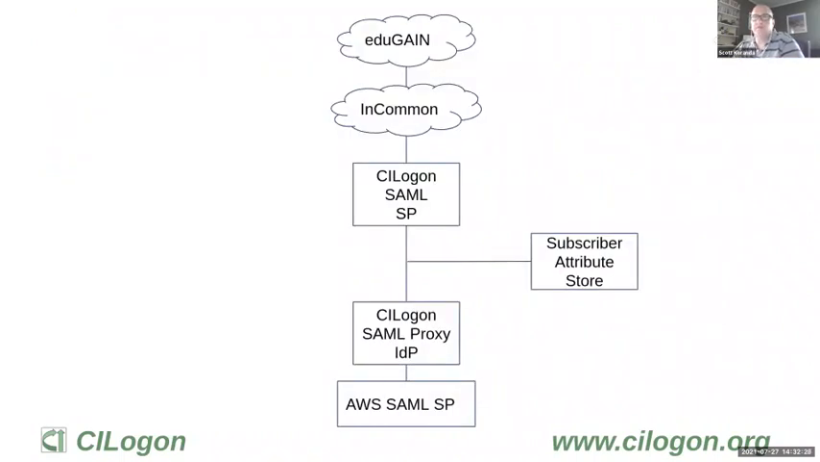And the way we do that is pretty straightforward, using the CILogon proxy capabilities. In this particular context, this cartoon shows you the example of AWS as a SAML service provider. And so we're using the CILogon SAML proxy IDP interface to federate with AWS. And so our users, or the CloudBank users, can flow in through InCommon. After authenticating, their details are passed to the CILogon SAML SP.